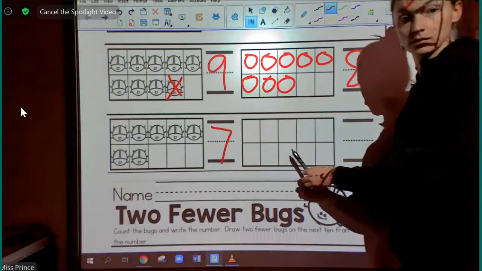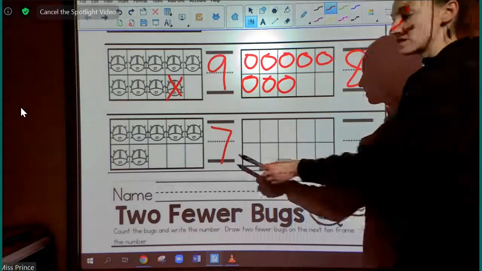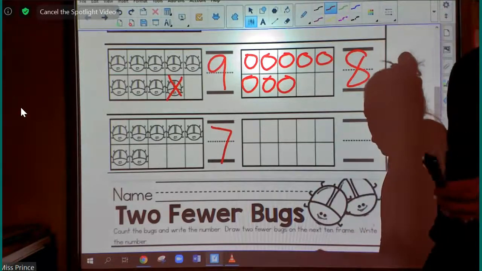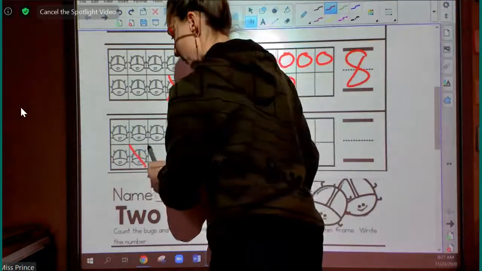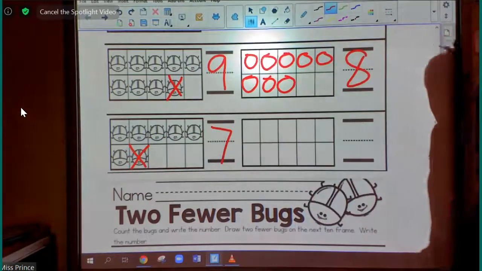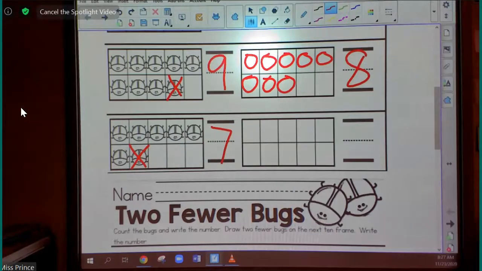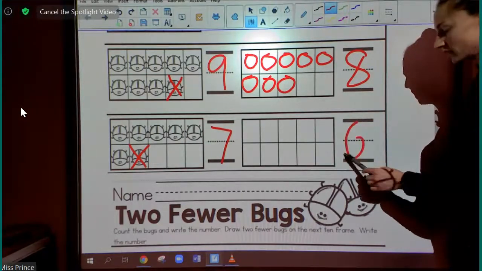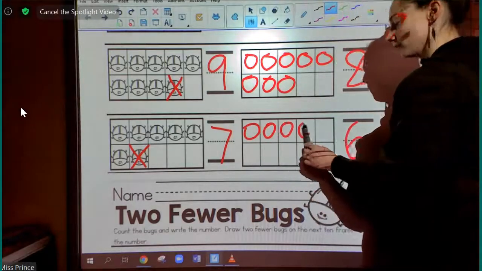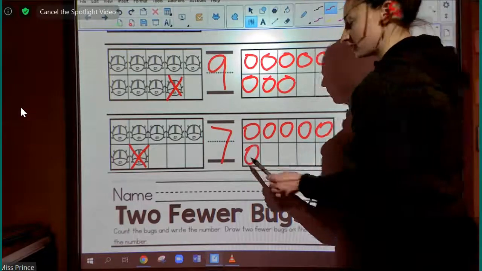7? Yeah. If we put 7, they would be the same. But I want to do 1 fewer. So remember, 1 fewer means you're just getting rid of 1. So how many would I have now? Oh, 1, 2, 3, 4, 5, 6. 6. So I want to draw 6. 1, 2, 3, 4, 5, 6.